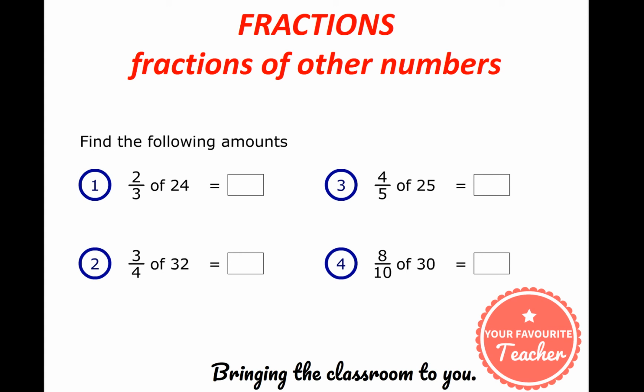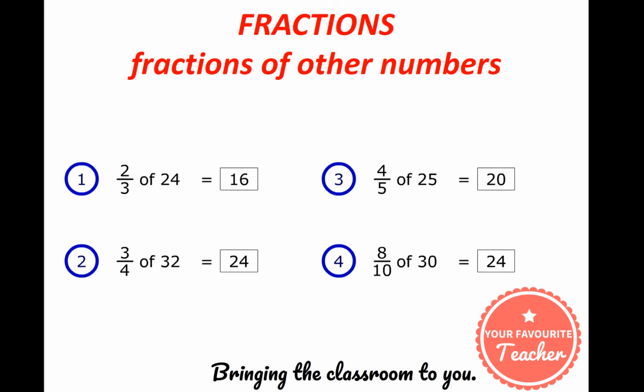Okay, let's take a look at these answers now. So 2/3 of 24 is equal to 16. 24 times 2 is 48, and if I divide 48 by 3, I get 16. 3/4 of 32 is 24. The other way I could do it is I could say 32 divided by 4 is 8, and 8 times 3 is 24.